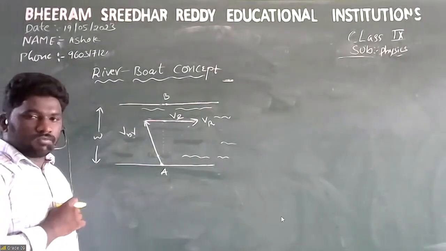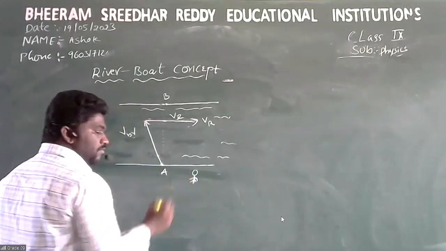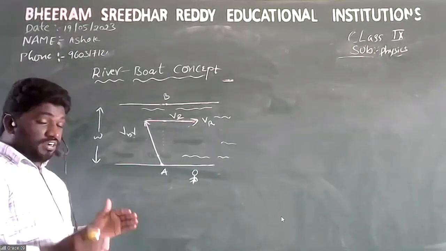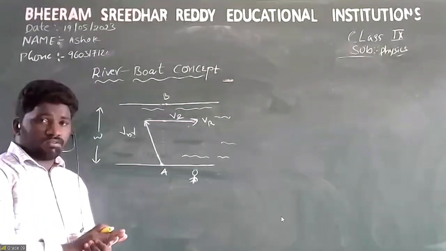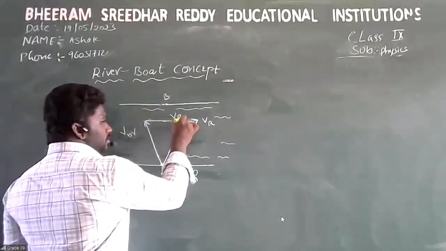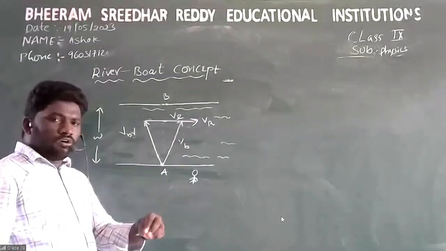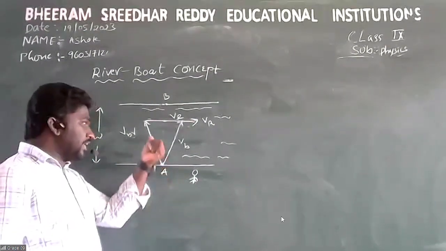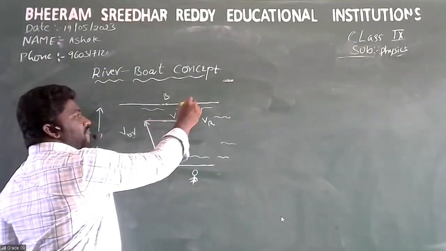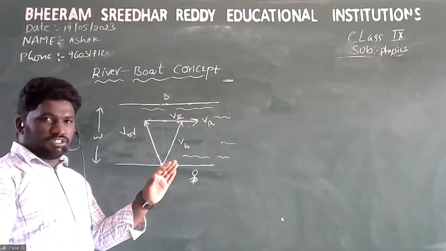where VBR indicates the velocity of the boat with respect to the river. Now, if a person observes that same boat from the ground, what is the actual velocity of the boat here? The actual velocity of the boat is this one. Why? Although the boatman starts the boat in this direction, due to the river flow, finally the boat will reach the other bank in this direction only. Are you clear about these directions first of all?